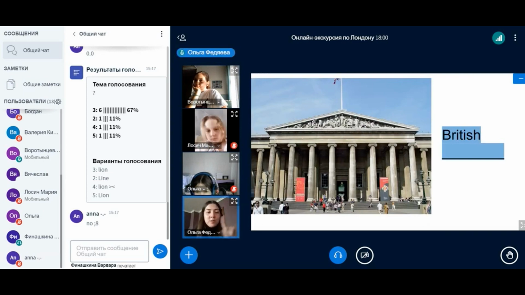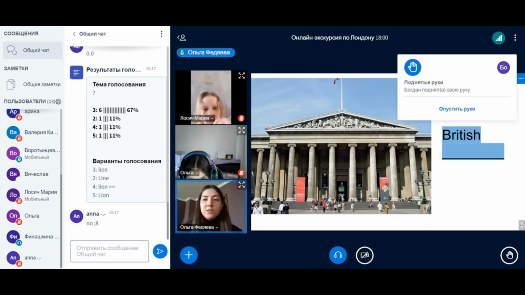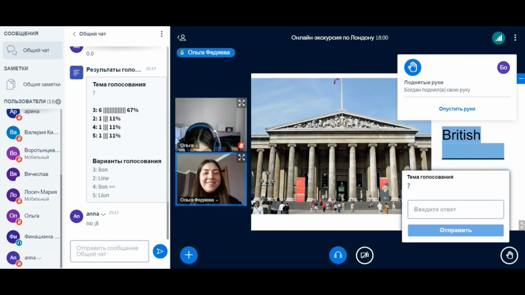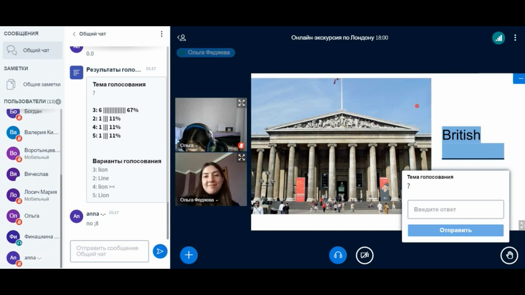So now let's move and look. This is British, but what? Don't tell me. I will give you a chance to write. British Park. Maybe this is British Square. Interesting ideas. So 30 seconds to type. We are waiting.